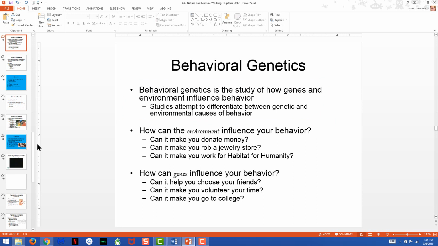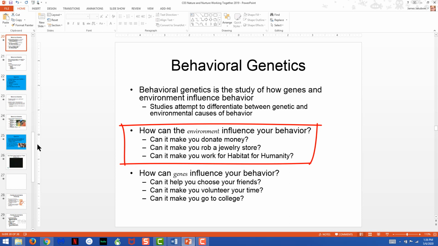The questions that we have right now are related to how the environment can influence your behavior and how genes can influence your behavior. Now, the role of the environment modifying your behavior is actually a rather simple one. That's kind of the perceptual world that most people live in. You leave your house, you interact with people, you experience all sorts of things like opportunities to donate money for charities. Why people would commit crimes, why people would volunteer their time for an organization, are all fairly easily understood.